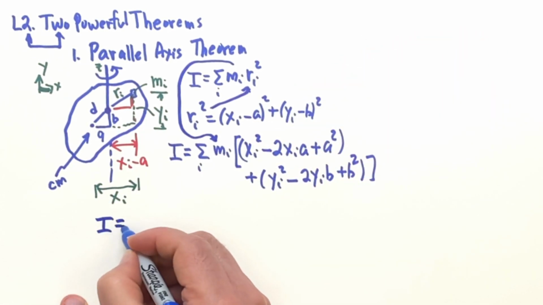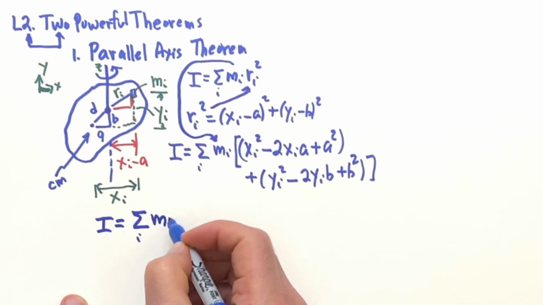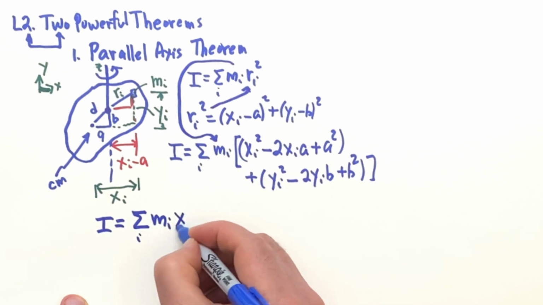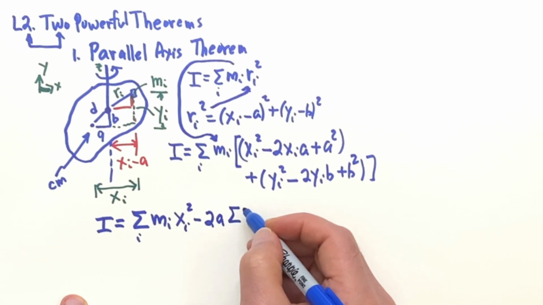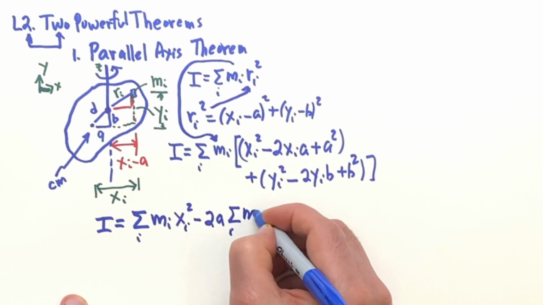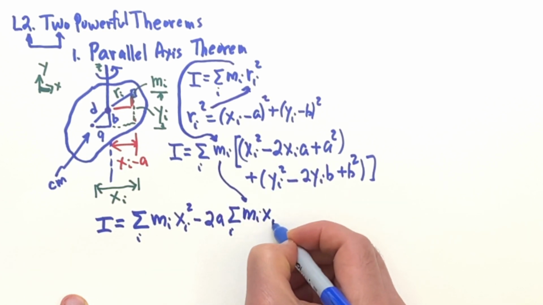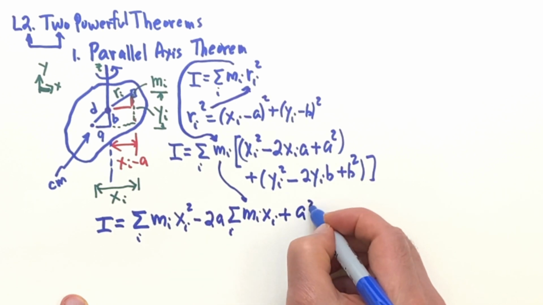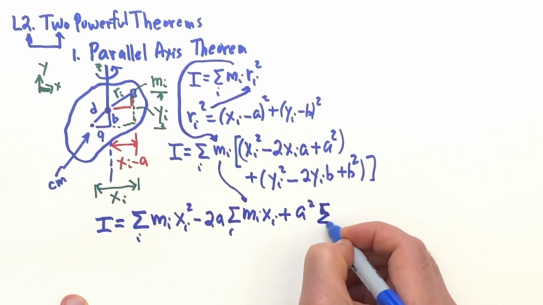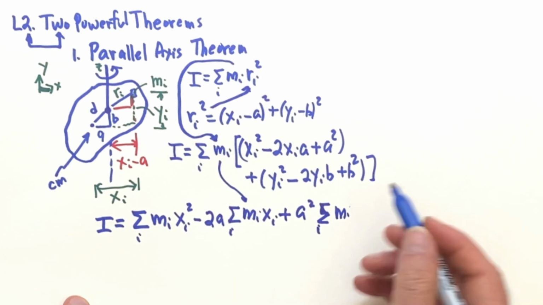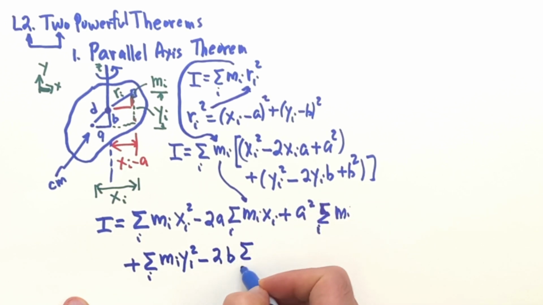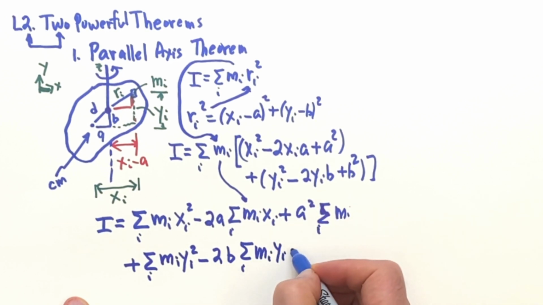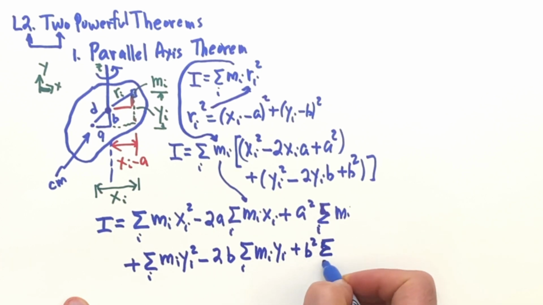So what do we have? We have here mi hits the xi squared. Then we have minus 2. A is a constant, we can pull that out. And this is going to be mi, that's this piece, xi. Then we have a squared times the sum of the mi's. And then we have, similarly with the y, a mi yi squared minus 2b mi yi, and then plus b squared mi.